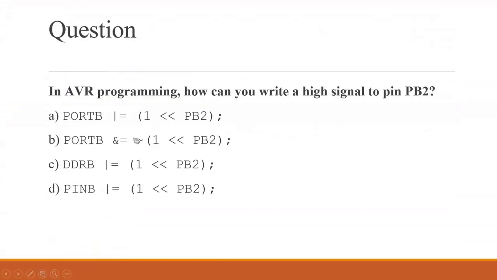That is very important. In AVR programming, how can you write a high signal to pin PB2? You would write A, PORTB |= (1 << PB2), with PORTB here, then the OR-equals operator, then 1 shifted left by PB2. So which of the four are you going to use to write a high signal, or to send a 1, to PB2?